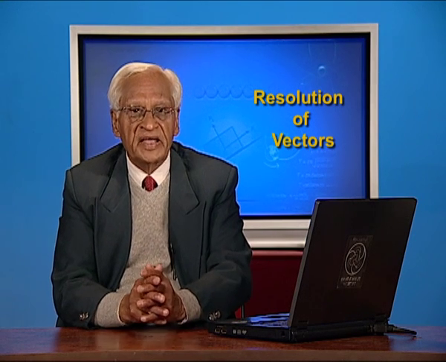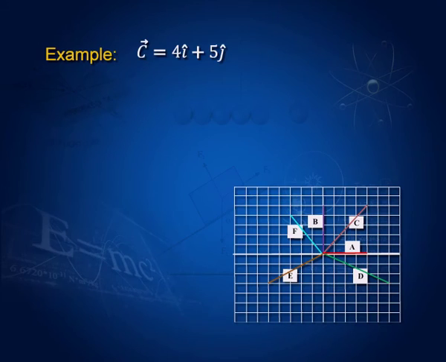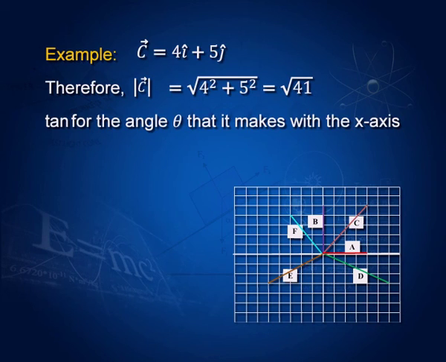And what is the magnitude of c? Use Pythagoras theorem, easy. It is the square root of 4 square plus 5 square, which is the square root of 41. And the angle theta, which it makes with the x axis: tan theta is 5 by 4, or theta is tan inverse 5 by 4.